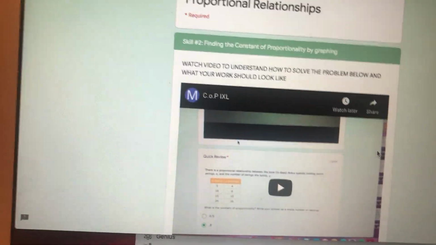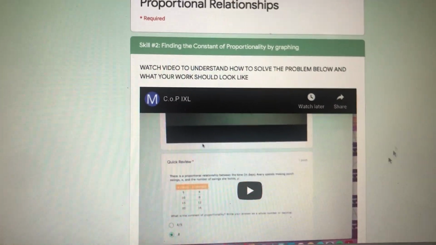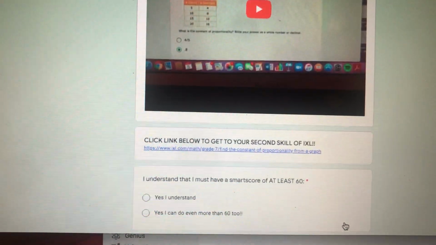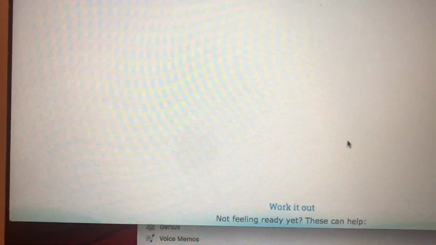All right. So skill number 2 is finding the constant of proportionality by graphing. This is a very important skill, and I will be going over a few problems to teach you how to do it.